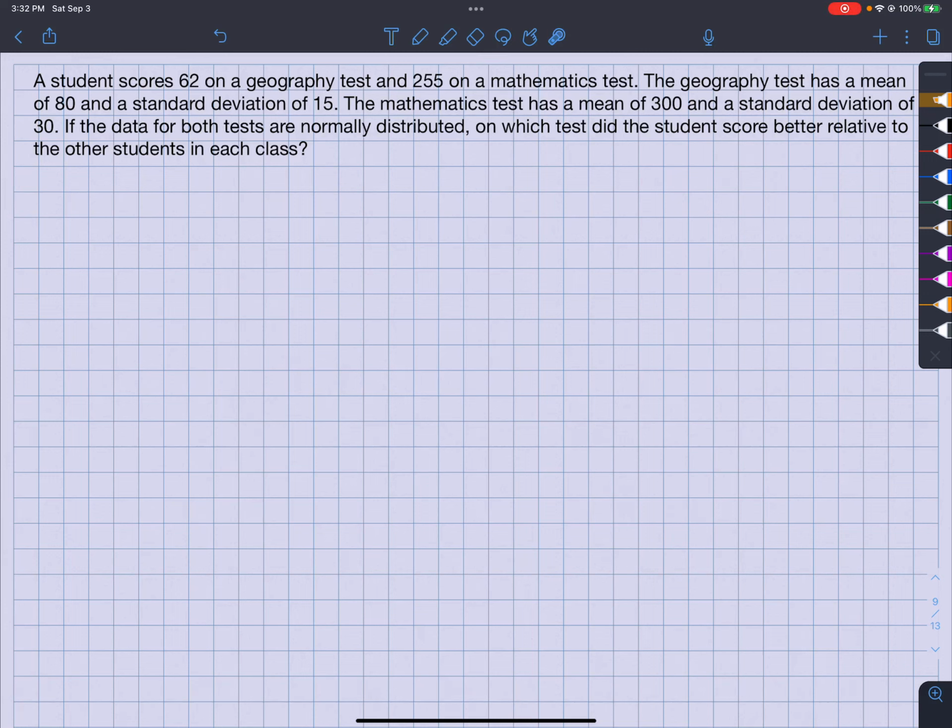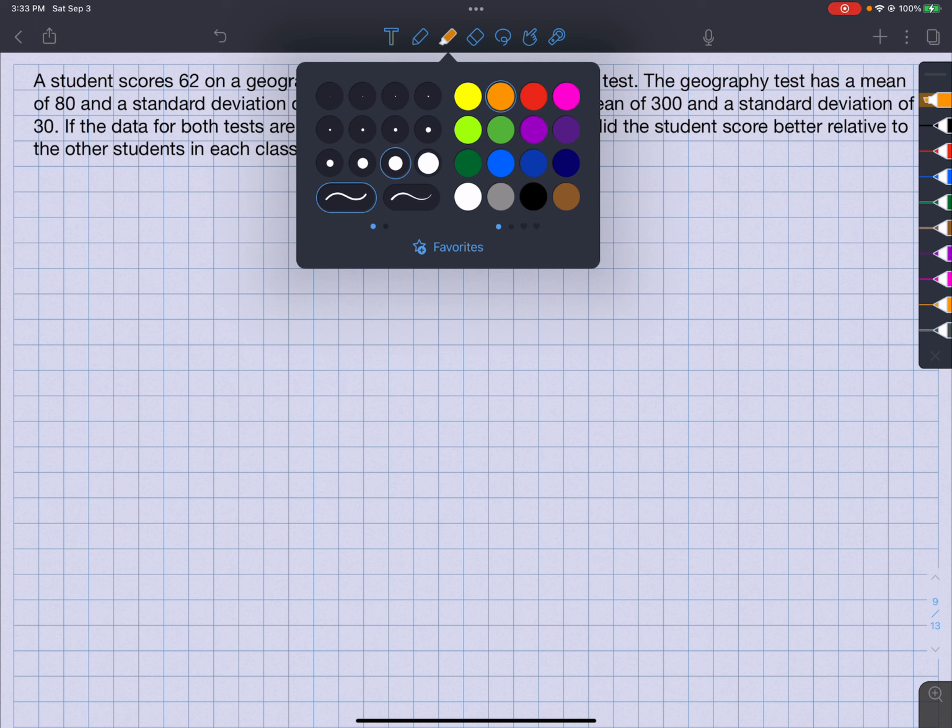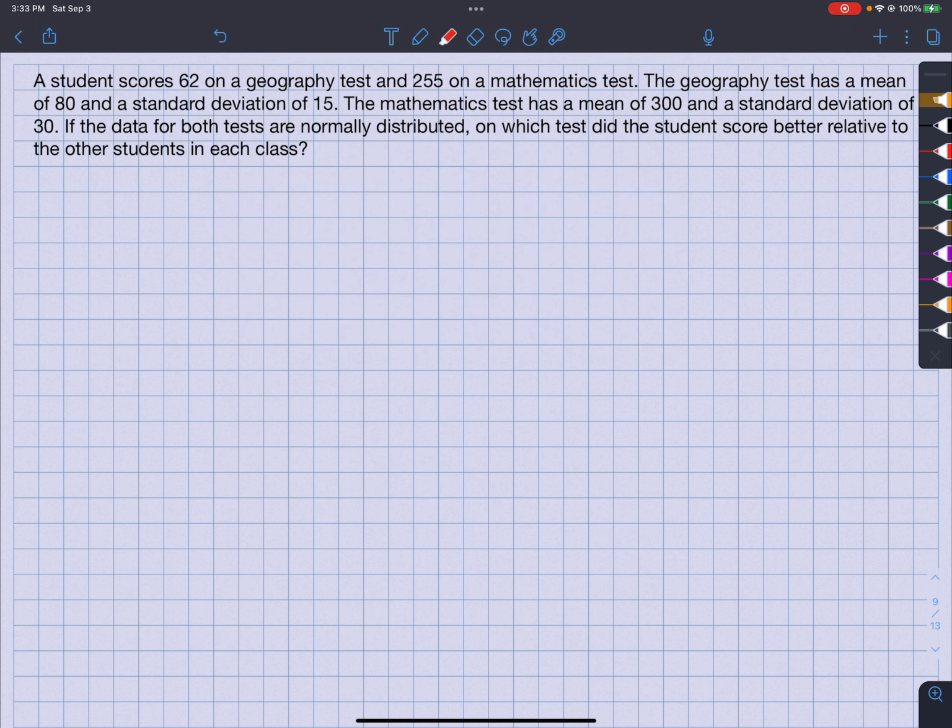All right, so a student scores 62 on a geography test and 255 on a math test. The geography test has a mean of 80 and a standard deviation of 15. Okay, so now I'm separating the geography test and the math test. So 62 on geography. The geography test has a mean of 80 and a standard deviation of 15.